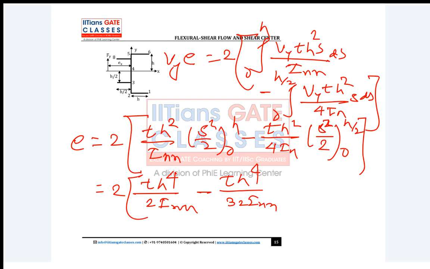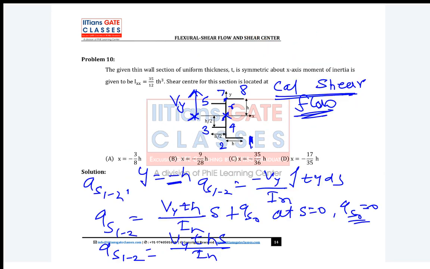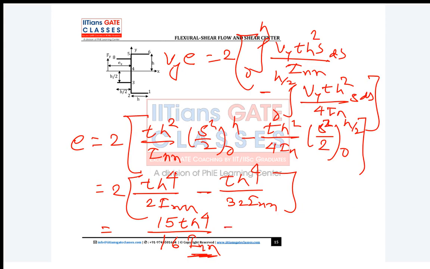Am I correct? Is this correct or no? Please guys check, is this correct? We'll get 15 t h power 4 upon 16 Ixx. Now substitute guys the Ixx value. What is the Ixx value we have? 35 t h cube. So when we substitute 15 t h power 4 upon 16 into what it is? 35 t h power 4 upon 12.